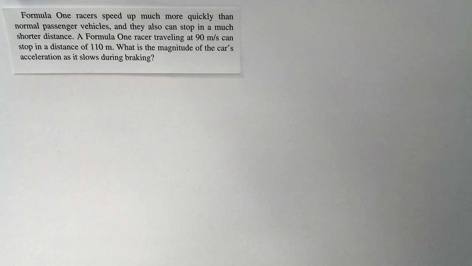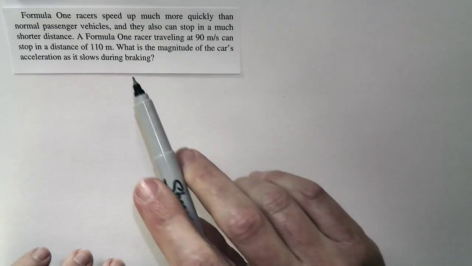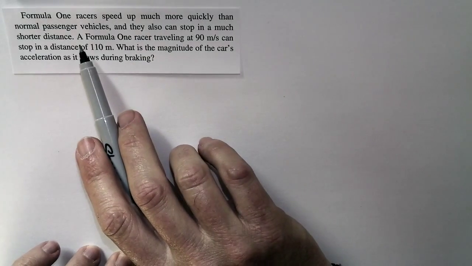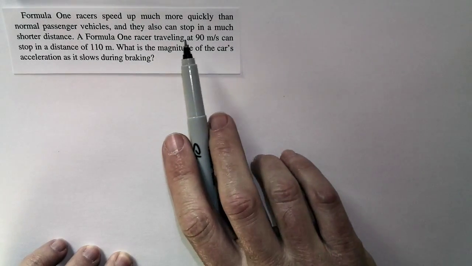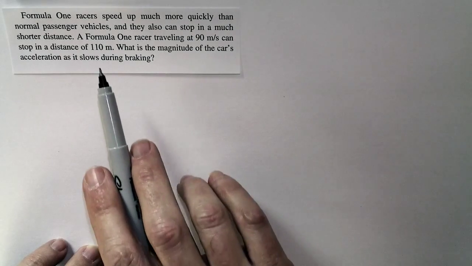Before we start this problem, let's take a look at what it's asking. This is a question about Formula One race cars, and we're told that they speed up much more quickly than normal passenger vehicles, as we would expect. They also stop at a much shorter distance, and that makes sense as well.